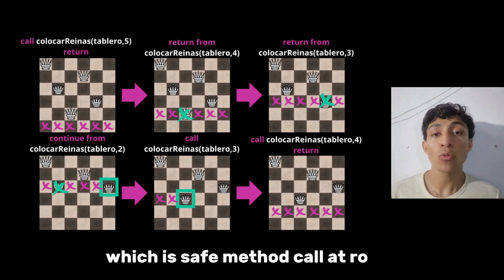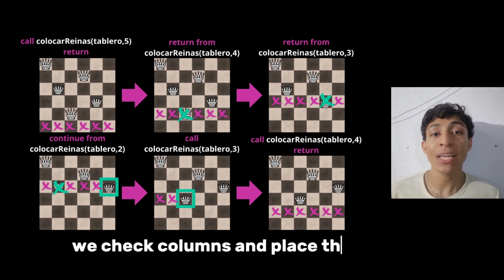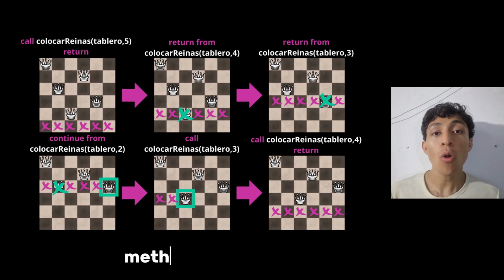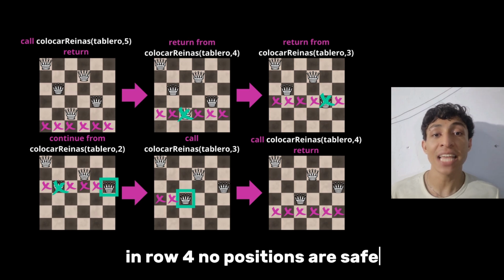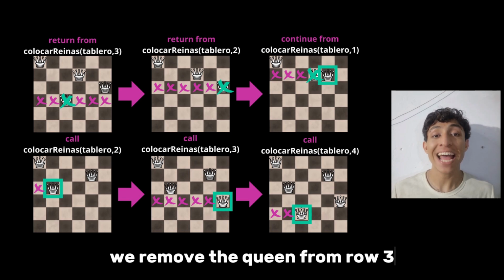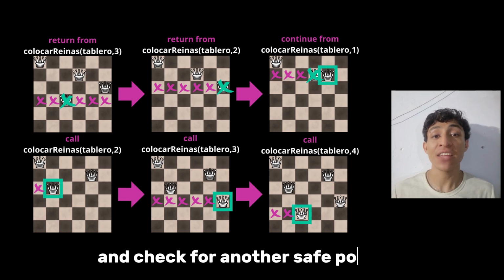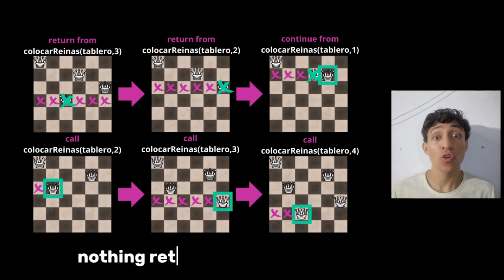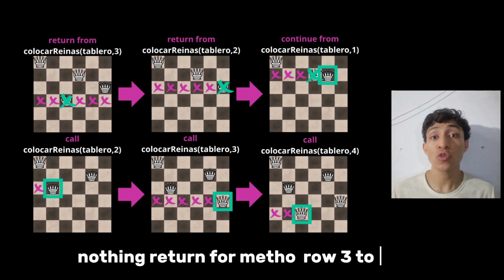Mirror call at row 3. We check columns and place the queen in column 2. Mirror call at row 4. However, in row 4, no positions are safe. Return from method row 4 to row 3. We remove the queen from row 3 and check for another safe position. Nothing. Return from method row 3 to row 2.